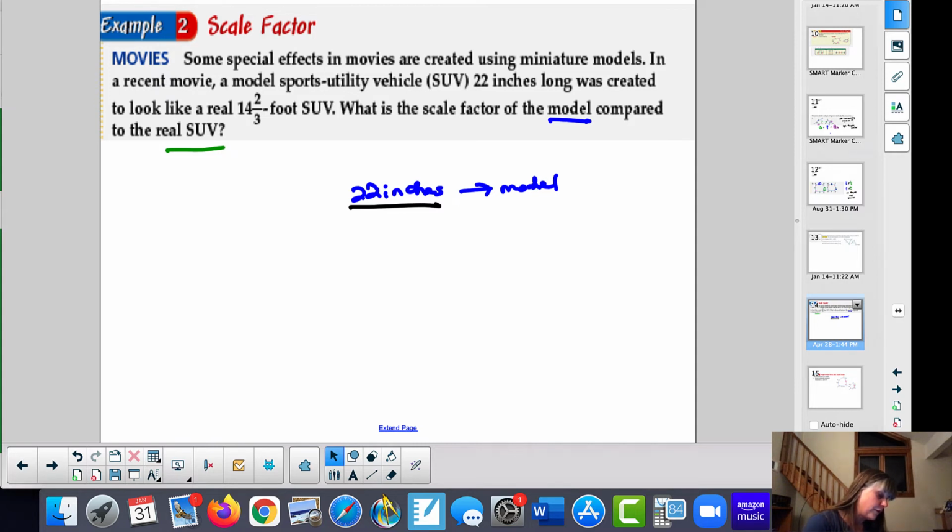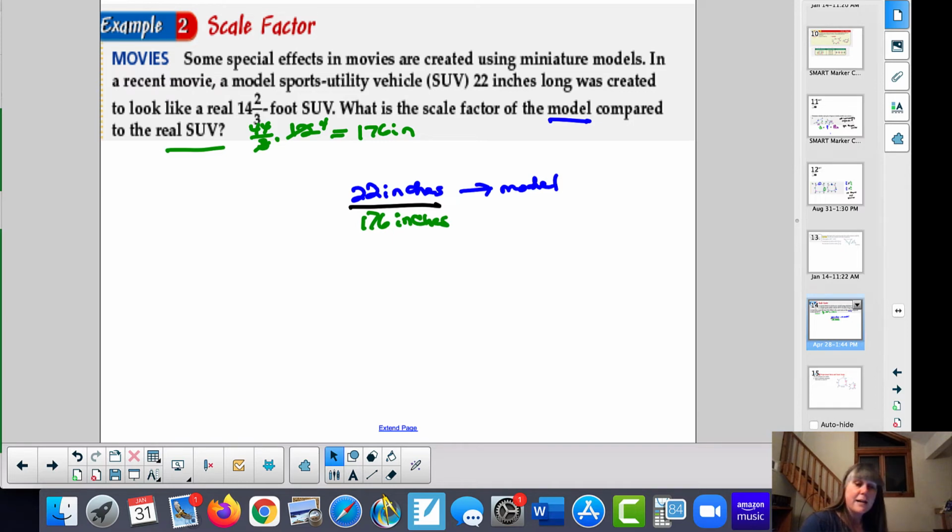So the first thing I need to do for that is make that an improper fraction. So I'm going to do 14 times 3 plus 2, which is 44. So that's 44 thirds. Then I'm going to multiply that by 12 for inches. So that gives me 4. So I get 176 when I multiply 44 times 4 inches. So that goes down here.